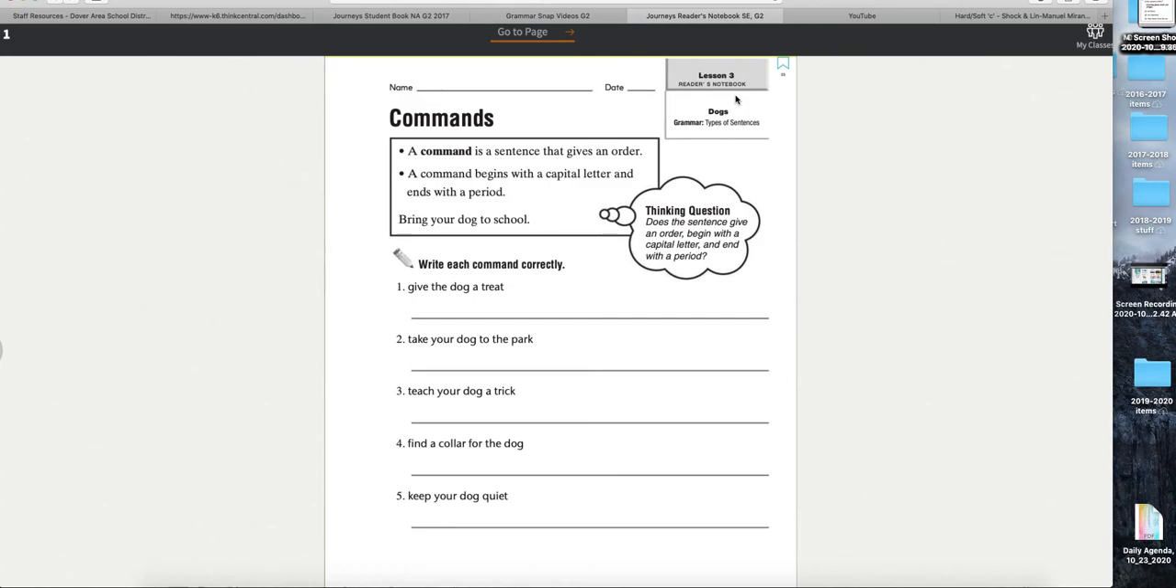Thanks, Kinsley. Thanks for finding a pencil. Thanks, Yanessa. Great, Jake. Thank you. Okay.